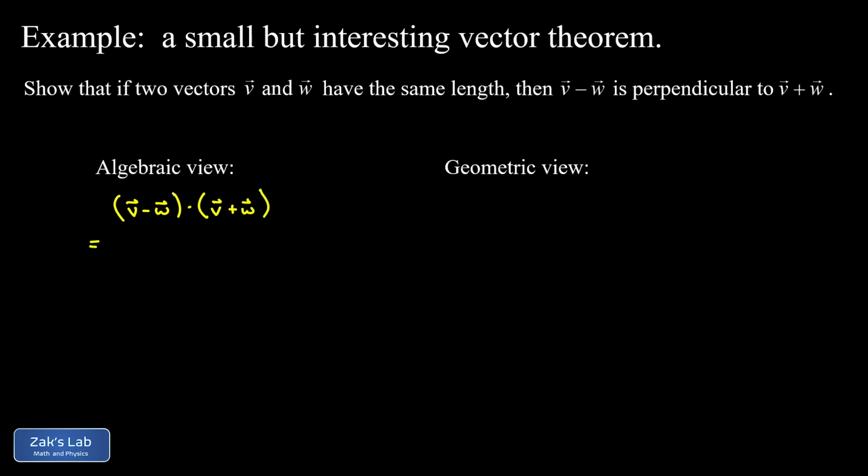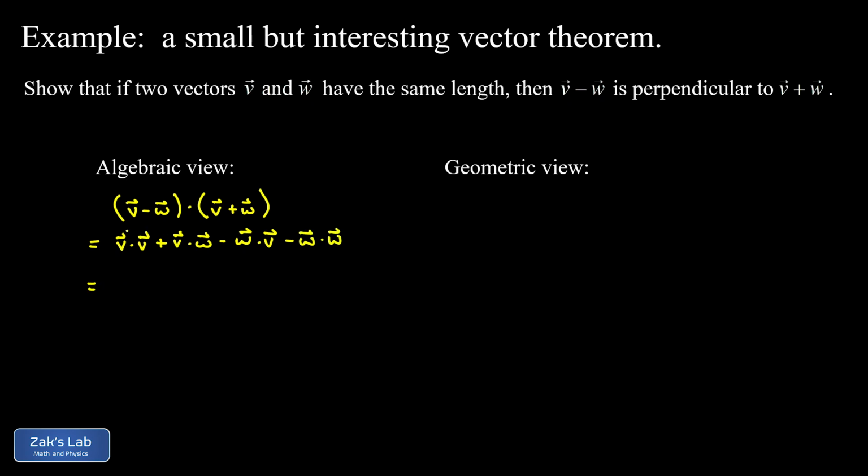And again, we had already talked about the fact that the dot product is distributive, which means we can repeatedly distribute and get basically something like FOIL out of this. That's going to look like v dot v for the first term, plus a v dot w for the second term, minus a w dot v for the third term, and minus a w dot w for the fourth term.